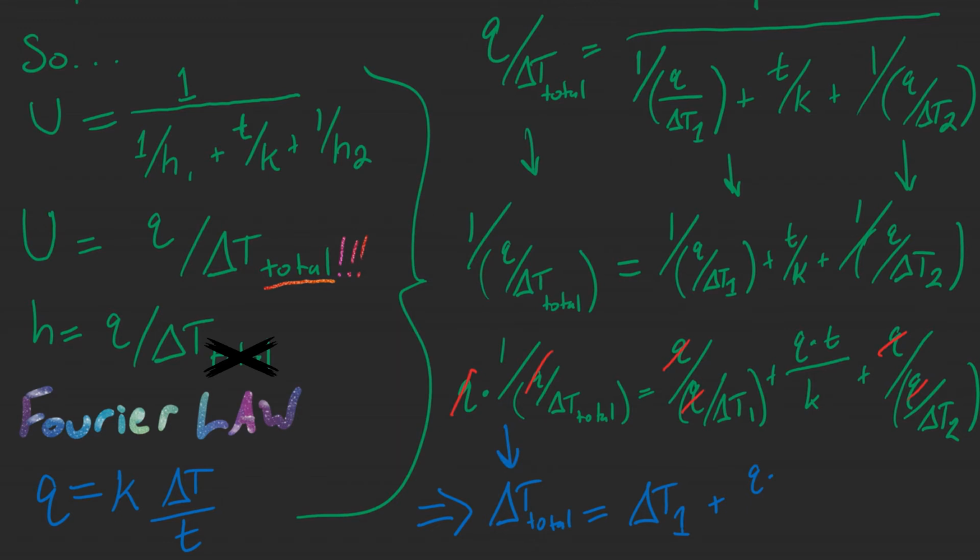Put some drop down arrows to kind of explain that better. That becomes that becomes that. The middle does not really change at all. We're just keeping that the way it is. And then the far right side is going to become delta T2.